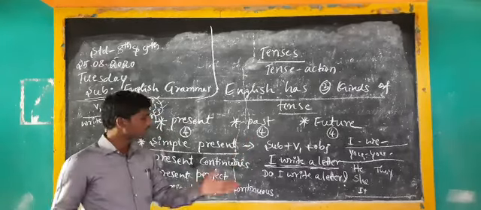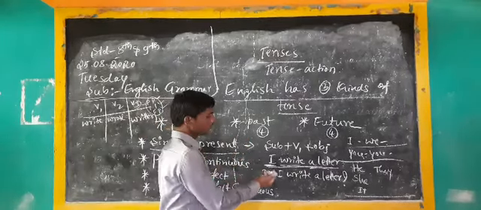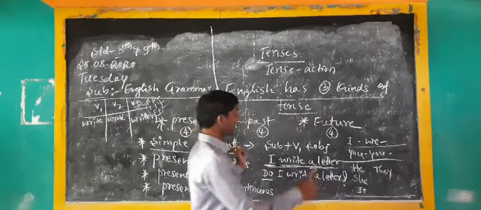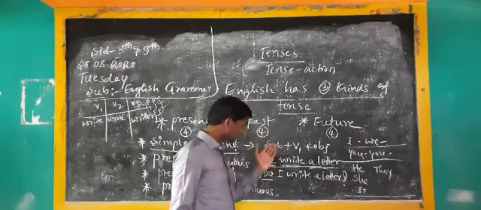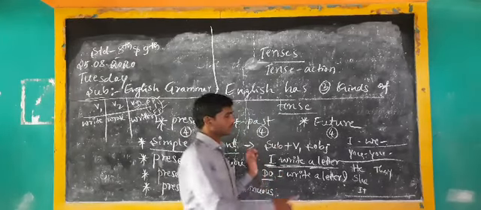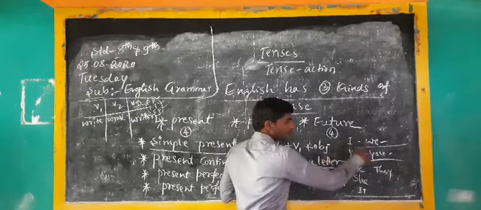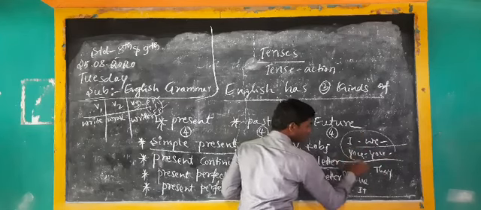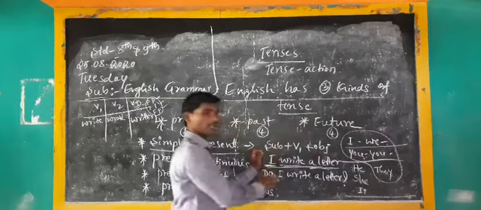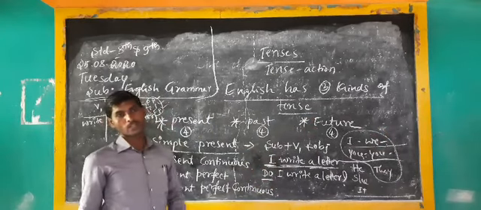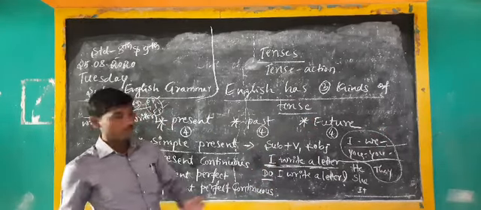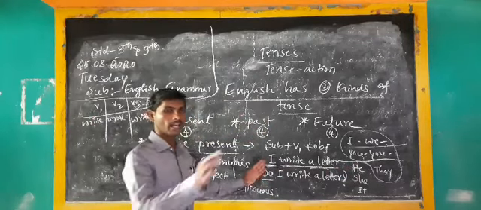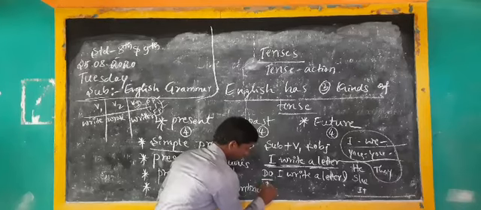How do you make it? Just take do. When do you use do? You have to observe the position of the subject. When the subject is I, we, you, they, these pronouns only, in the position of subject, you should take do. Except he, she, it: when you observe he, she, it in the position of subject, at that time you should take does.